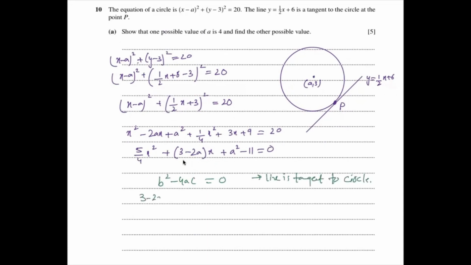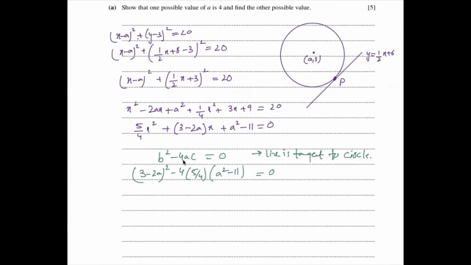b value is 3 minus 2a. a value is 5 upon 4. c value is a square minus 11. Let's expand this now. So we need to show that one of the values of a is 4. So when you plug in a as 4 over here, 3 minus 8, the whole thing square, minus 4 times 5 upon 4. 4 square is 16. That's 25. 16 minus 11 times 5 is 25, and you're going to get 0. So this is how you show that a equals to 4 is one of the possible values.